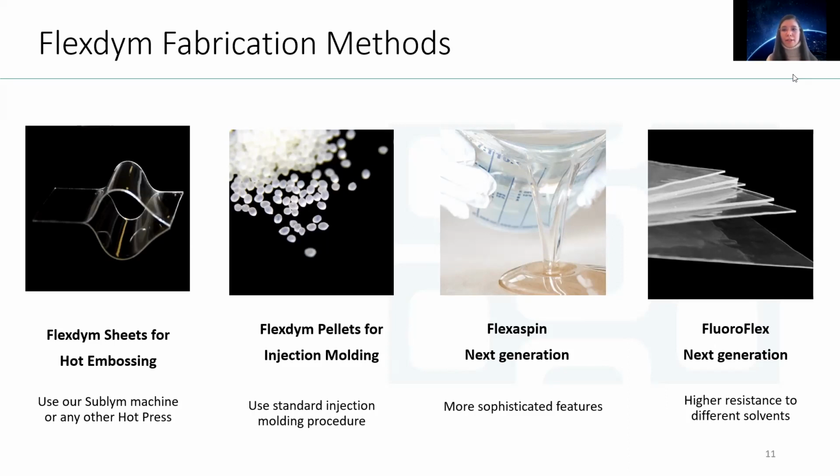But the hot embossing method, what is important to know here is that it uses a hot press, and it can be implemented not only in the prototyping stages, but also when you want to mass produce your devices. So there's automated hot embossing that exists as well. And then the Flexdym pellets are really ideal for injection molding.